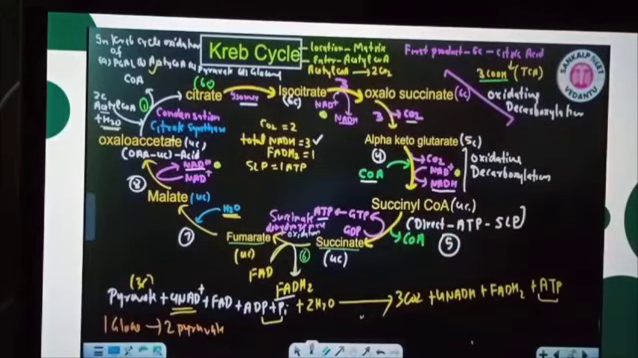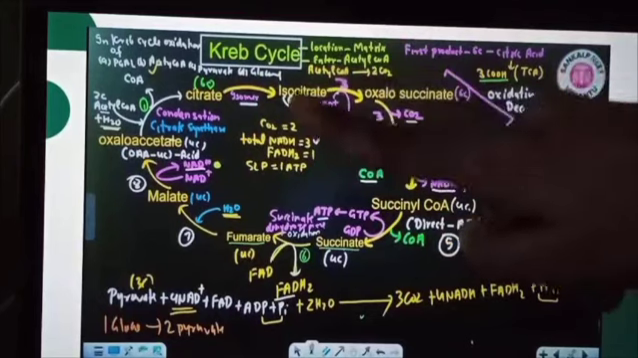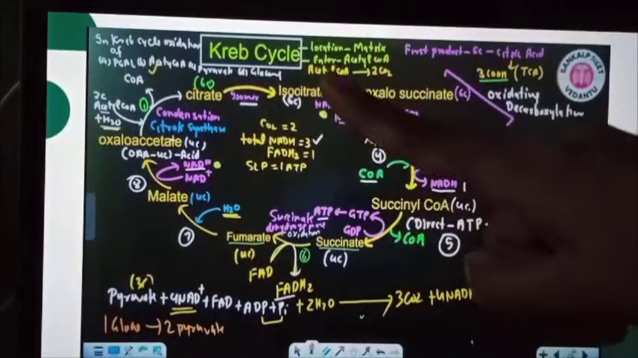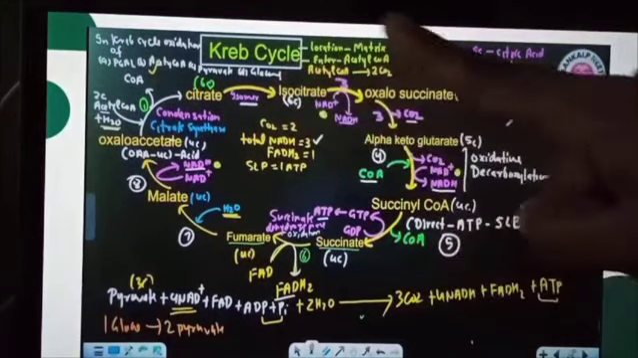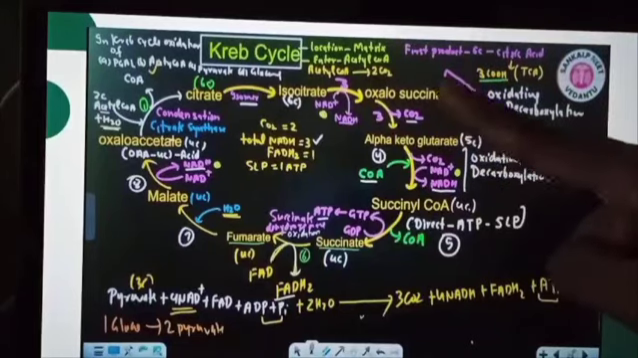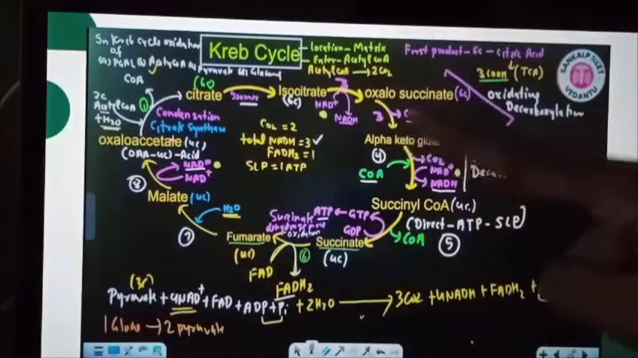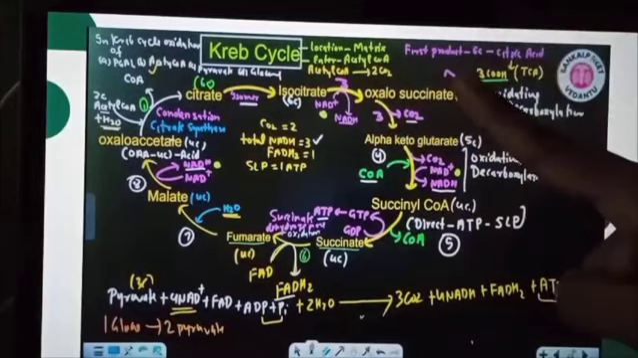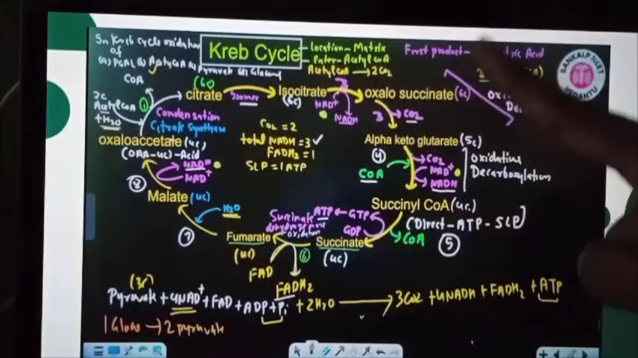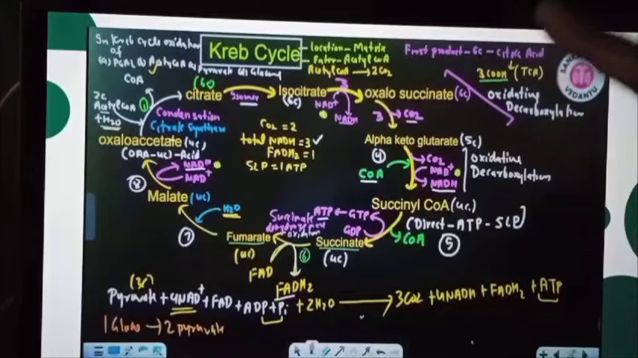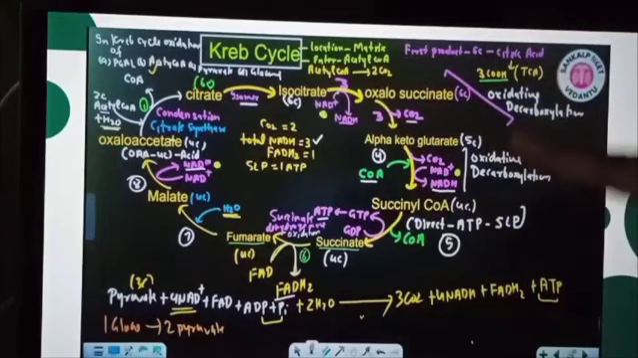Then isomerization takes place, and it is converted into isocitrate. Isocitrate is of 6 carbon. Now it is converted into oxalosuccinate, which is of 6 carbon again, and one NADH formation takes place here. After oxalosuccinate, it is converted into alpha ketoglutarate, which is of 5 carbon. Here one CO2 is removed.